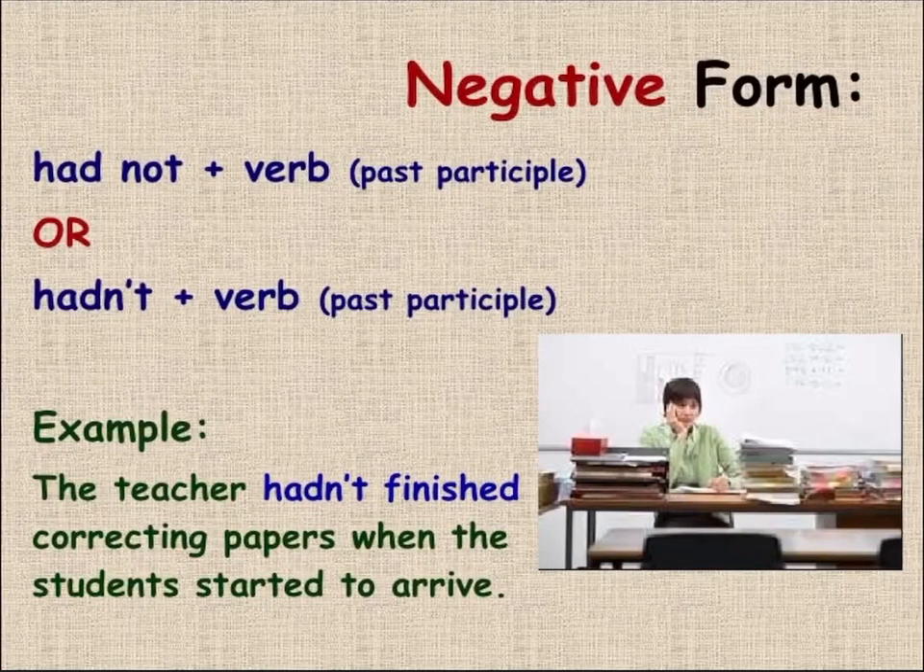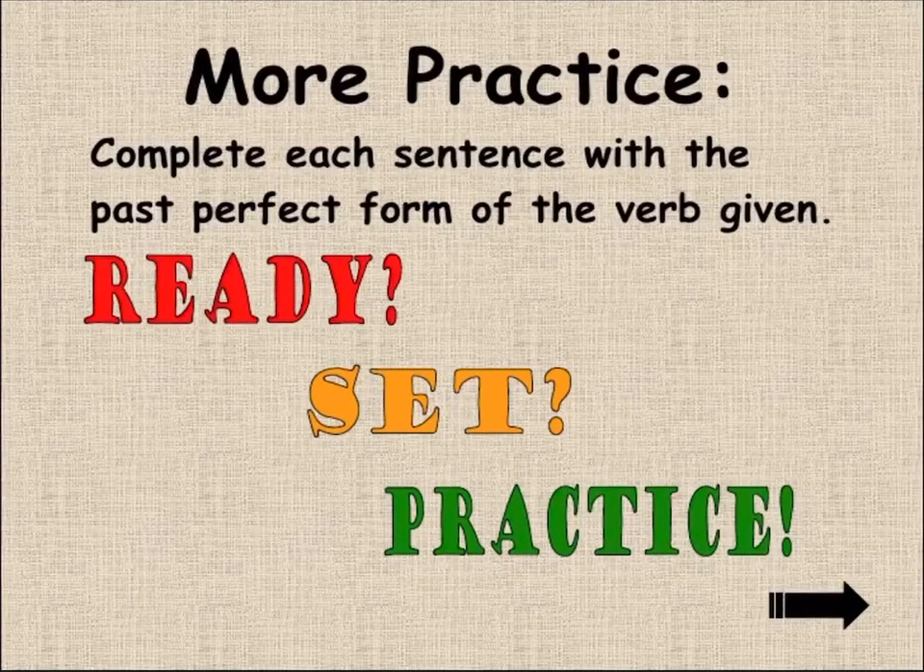Negative form: had not plus verb in the past participle, or hadn't plus verb in the past participle. Examples. The teacher hadn't finished correcting papers when the students started to arrive.